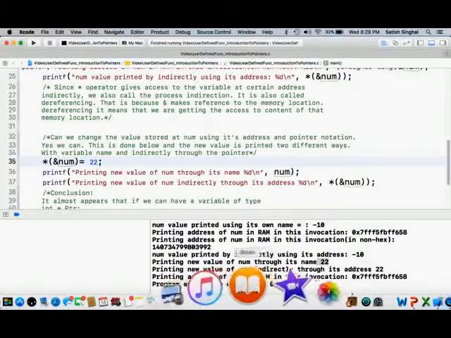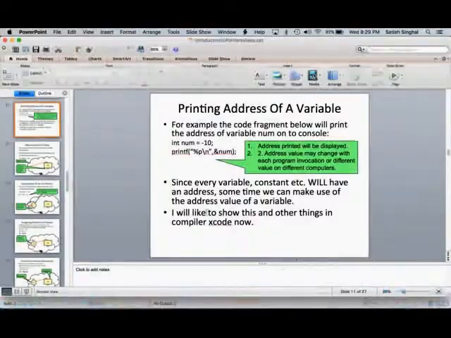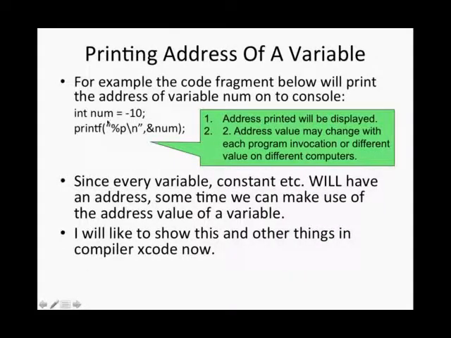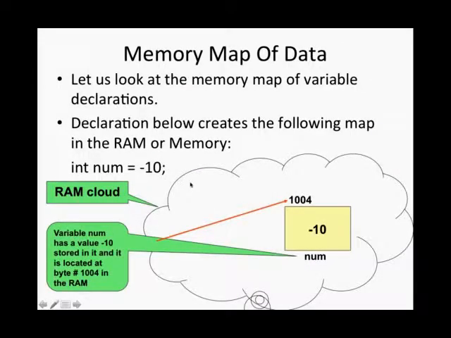Let's go to PowerPoint again. Okay. So we did this, num is -10, but in RAM Cloud, this declaration will look like this: there is a variable called num, which has -10. Its first byte starts at 1004. If it's 4 bytes, the last byte will start at 1008. These are fictitious memory addresses. Real addresses are assigned when the program is run.